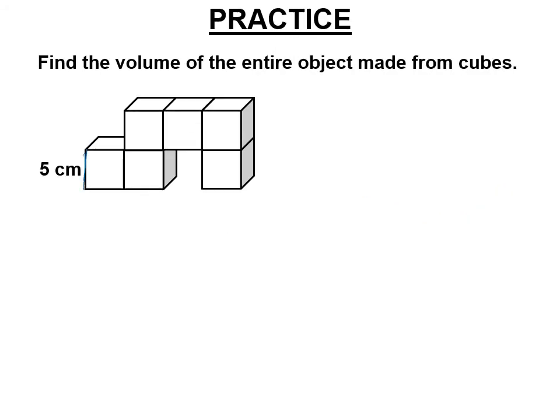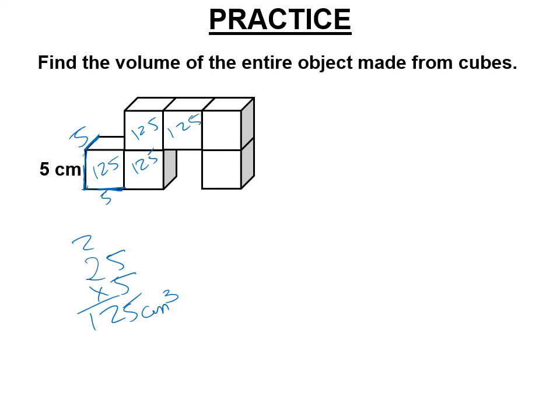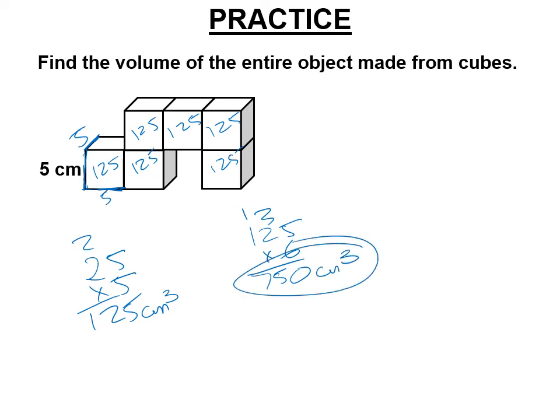So if this side is 5 centimeters, this side is 5 centimeters, and this side is 5 centimeters, then 5 times 5 is 25 times another 5. We've done 25 times 5 before, it's 125 cubic centimeters for just this one. And it looks like there are 6 of them. So 6 times 125, and I'm getting 750 cubic centimeters for the volume of the whole thing.